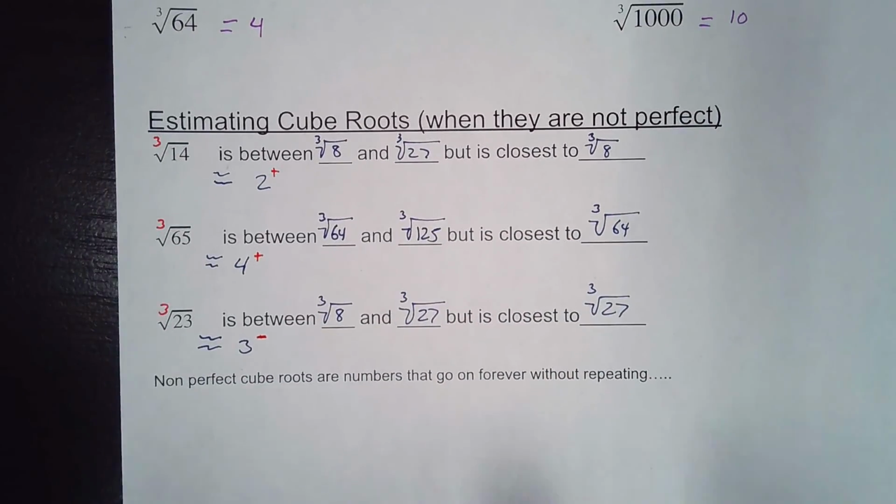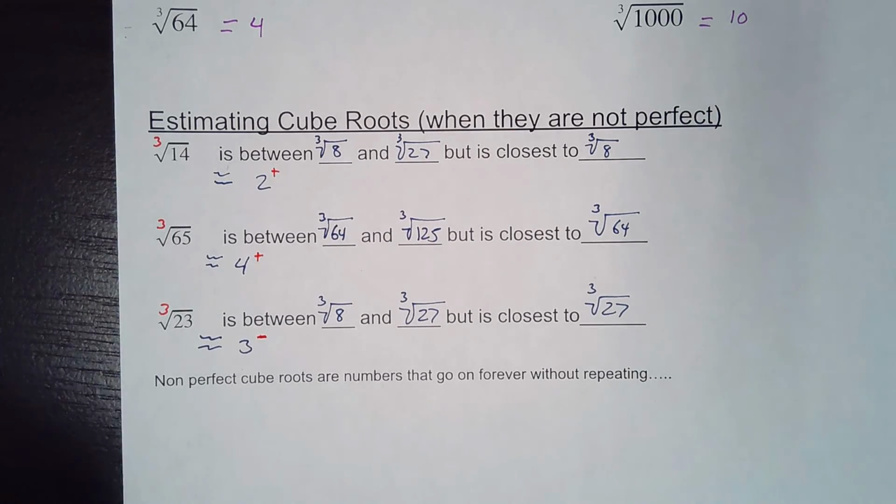All right, and a quick little note down here. Non-perfect cube roots are numbers that go on forever without repeating. Does anyone remember what those kinds of numbers are called? Think about it. Those are called irrational numbers, numbers that go on forever without repeating.